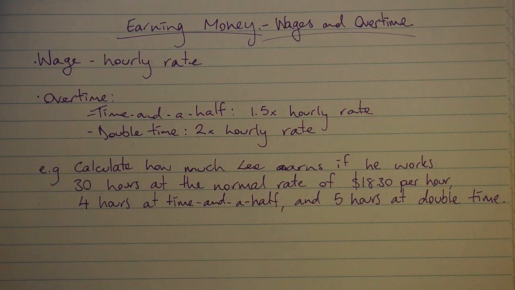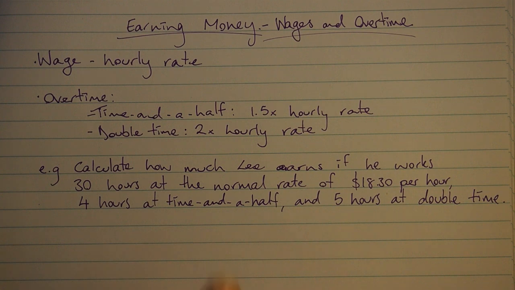Today I just want to go over earning money via wages and overtime. So when someone earns a wage, it means they earn an hourly rate. So the more hours they work, the more hours they get paid. Now, usually wage earners are given a set amount of hours in their award, and beyond that, if they work more than that number of hours, they can get paid what is called overtime. So overtime is where they get paid at a higher hourly rate.